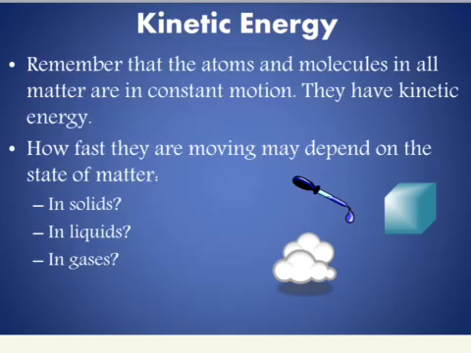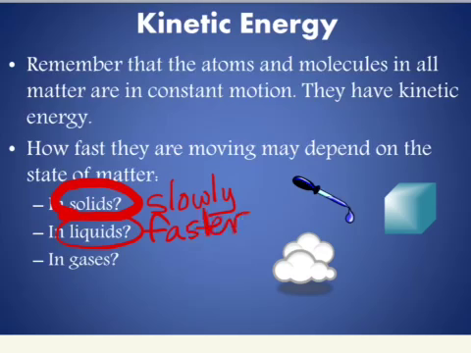Now, how fast those molecules and atoms are moving will depend on what state of matter it is. In solids, the molecules are going to be moving slowly. And if you remember, we talked about how they're jiggling in place. Jiggle, jiggle. In liquids, they're going to be moving faster. They're going to be sliding past each other and just kind of moving around. They're free to move. In gases, remember, they are zooming at high speed, zipping around. So the state of matter will tell you something about the kinetic energy of the atoms and molecules in that matter.